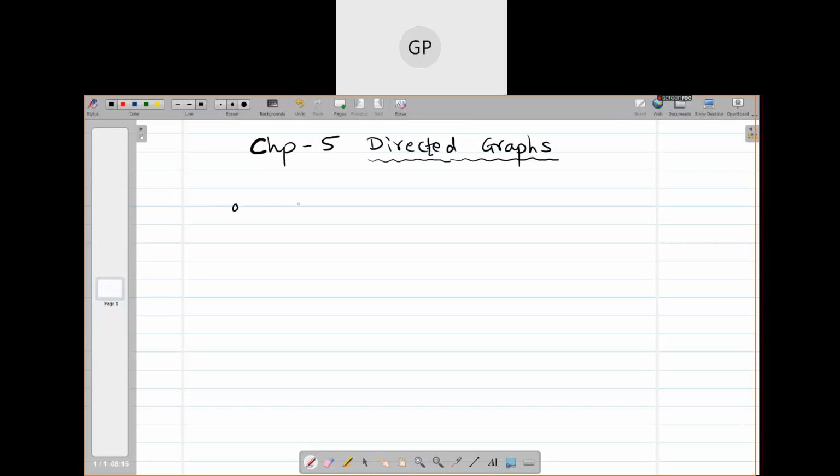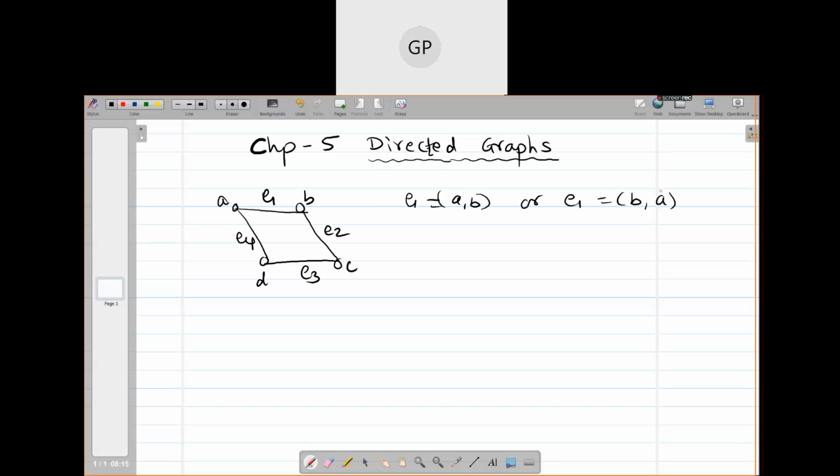Now, suppose I draw a graph. A, B, C, D. And the edges are E1, E2, E3, E4. Then I can read the edge E1 as A comma B, or I can read edge E1 as B comma A also, right? Are you getting it, girls? The edge can be written in any way because there is no specific direction.